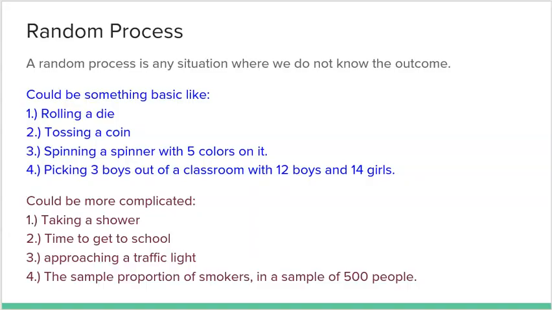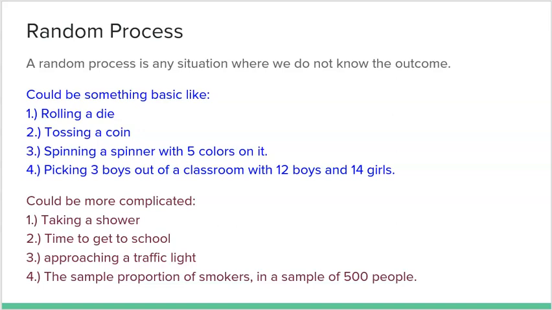All right, first, all probability starts with what we call a random process. A random process is any situation where we do not know the outcome. If it wasn't for a random process, we wouldn't have probability. There are so many things in our lives that we encounter where we don't know what the outcome is going to be until it actually happens.